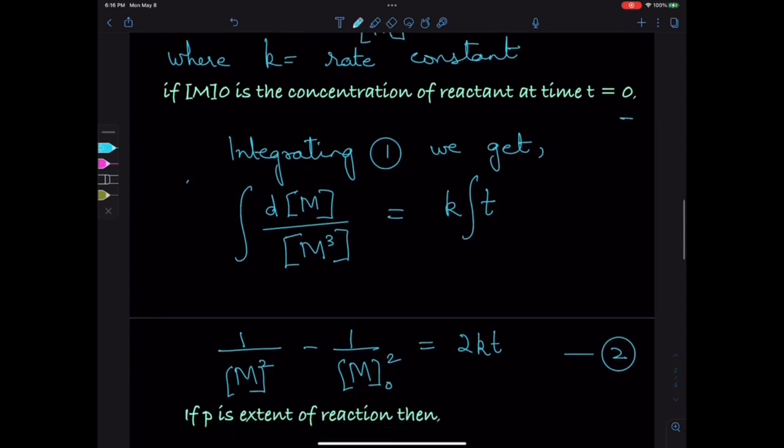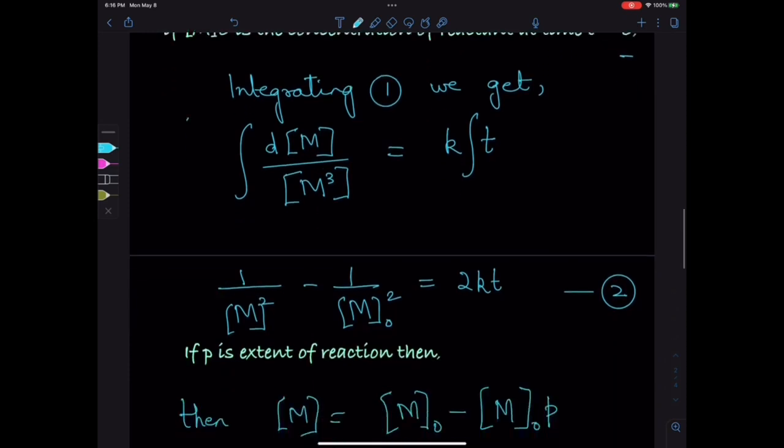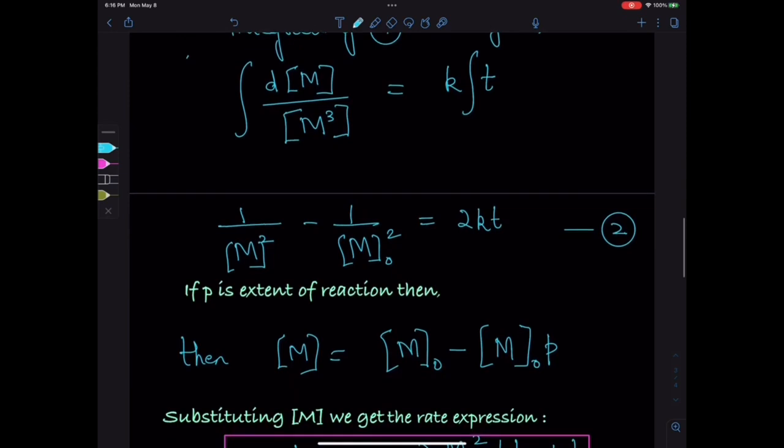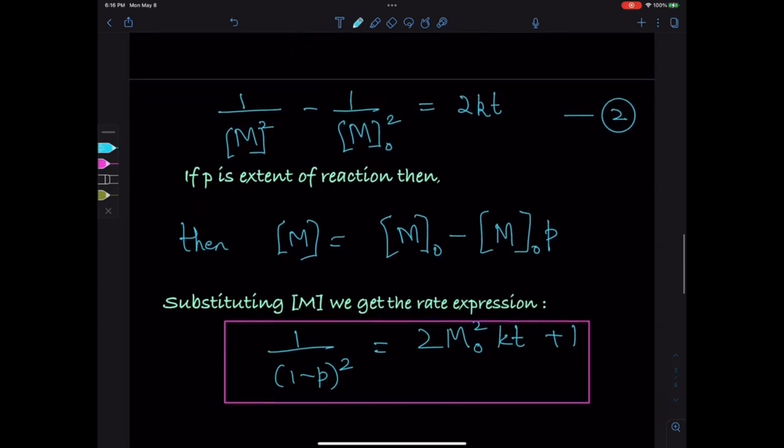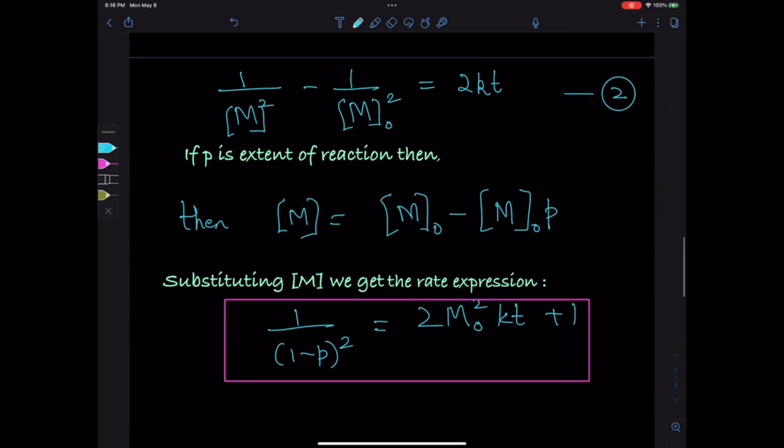1 over m squared minus 1 over m0 squared equal to 2kt, where m0 is the initial concentration at time t equal to 0. If p is the extent of reaction, then m equals m0 minus m0p. Substituting for m, we get 1 over (1 minus p) the whole squared equals 2m0 squared kt plus 1. This is the rate expression.